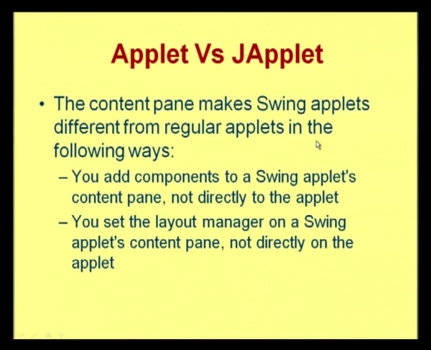So you can see the content pane makes Swing applets different from regular applets in the following ways. You can add components to the Swing applet's content pane, not directly to the applet. You set the layout manager on the Swing applet's content pane, not directly on the applet. Whenever I call the setLayout method, you can see that in the applet, in the init method, I have directly called setLayout, whereas in the case of JApplet I have to call the getContentPane method, and then I have to set the layout. I cannot directly set the layout on my JApplet.